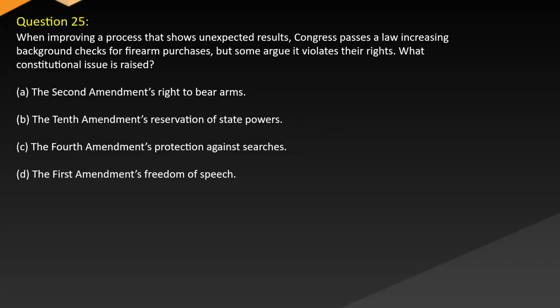Question 25. When improving a process that shows unexpected results, Congress passes a law increasing background checks for firearm purchases, but some argue it violates their rights. What constitutional issue is raised? A. The Second Amendment's right to bear arms. B. The 10th Amendment's reservation of state powers. C. The Fourth Amendment's protection against searches. D. The First Amendment's freedom of speech.